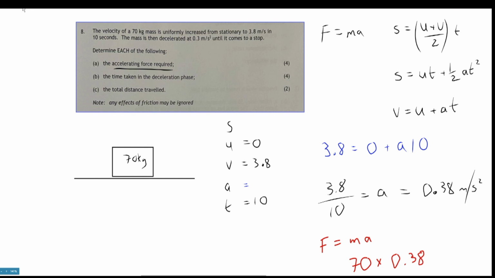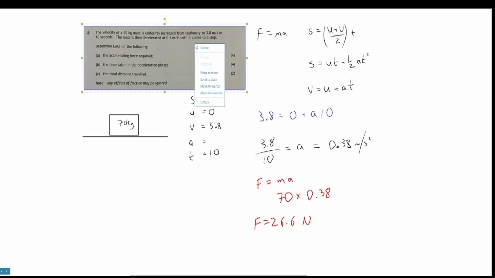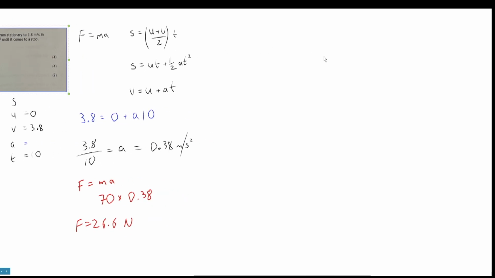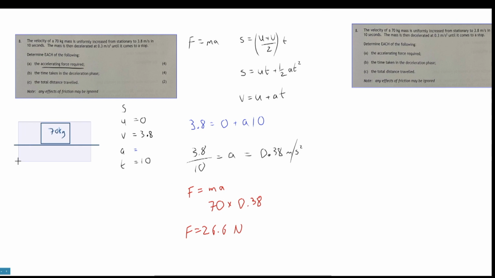The time taken in the deceleration phase. So this is a completely different question. So we're going to take it as a completely new part of the question. Let me just move my diagram across. And now we're talking about a new SUVAT, I suppose. Let's have a look. The time taken, so we're doing part B. The deceleration phase. So we've got a new SUVAT: s, u, v, a, and t. And then it's decelerated. They gave us a deceleration. That's nice. So we're going to use this as negative 0.3 because it's slowing down.